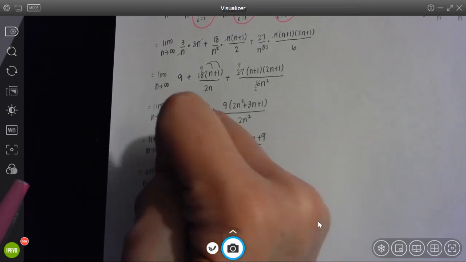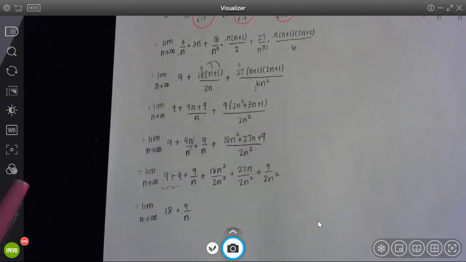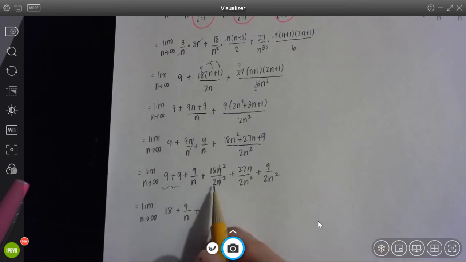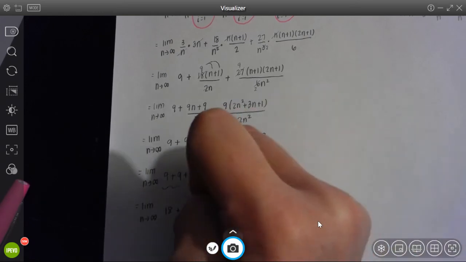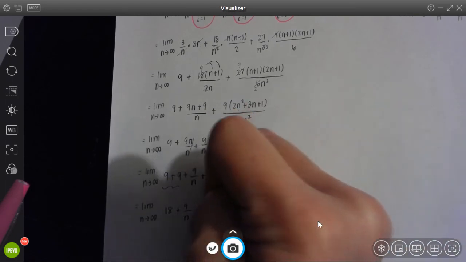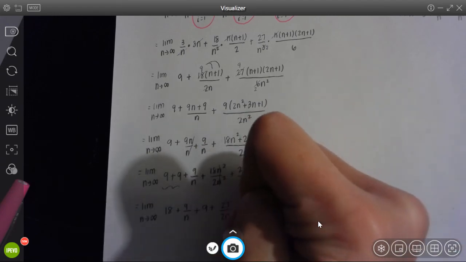So I'm going to combine these. So 9 plus 9 is going to give me an 18. I'm left with a plus 9 over n. Here, my n squared is actually canceled. I'm left with an 18 divided by 2, which gives me another 9 here. I can get rid of an n here, so that leaves me with a 27 over 2n. And then plus 9 over 2n squared.